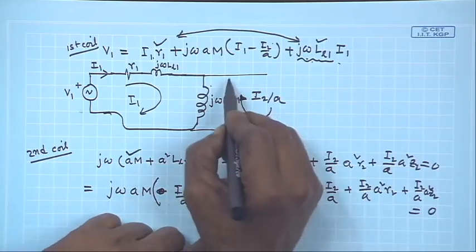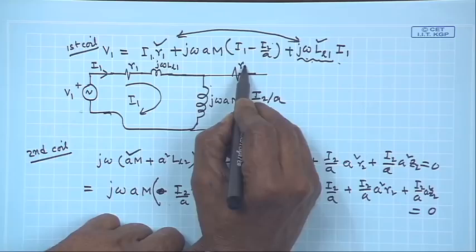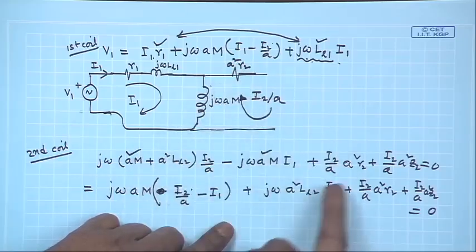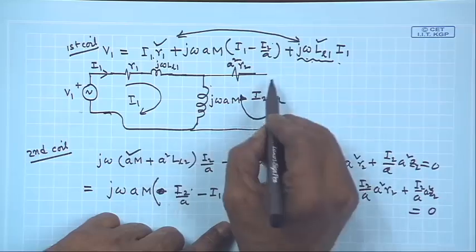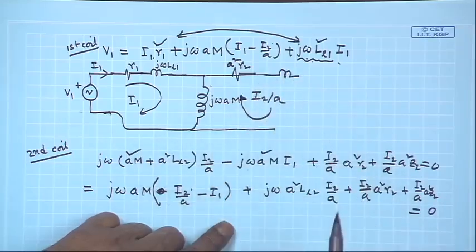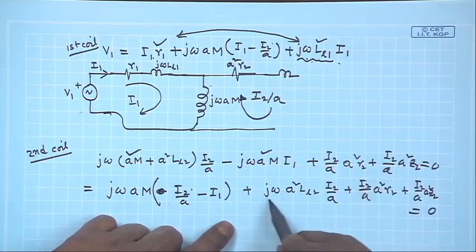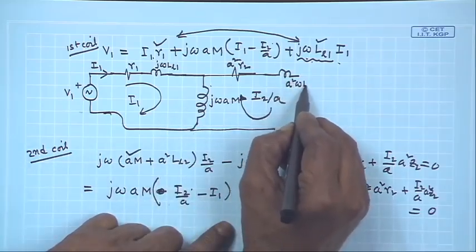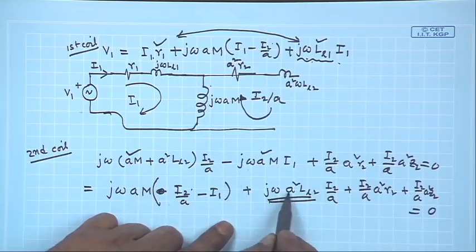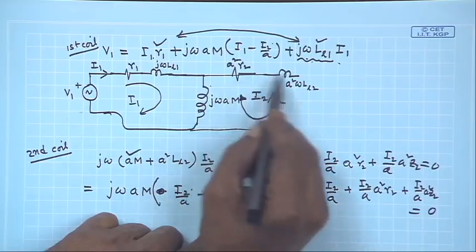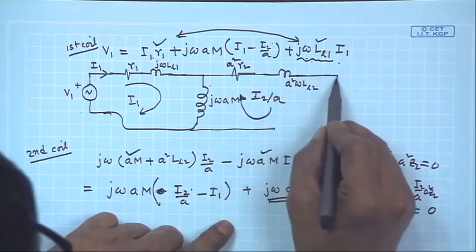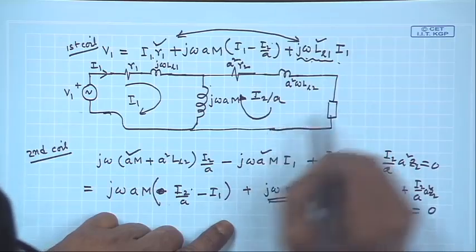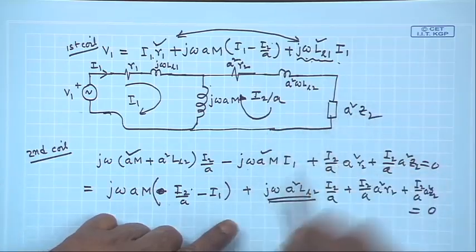Then what you have got? Then you have got the resistance drop R 2, whose value is a square R 2 into I 2 by A, plus the leakage reactance drop, whose value is a square omega L L 2 into I 2 by A, this term, and then this drop, whose value is a square into Z 2.